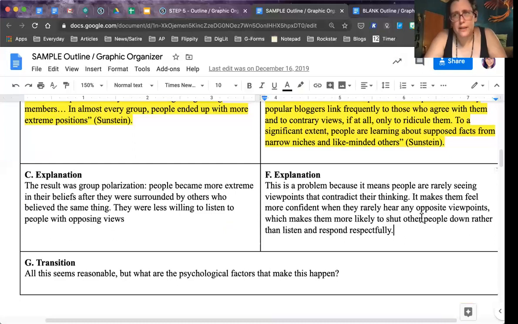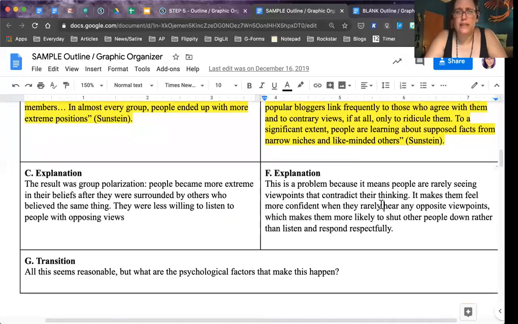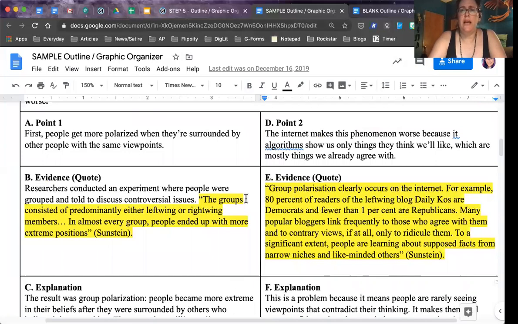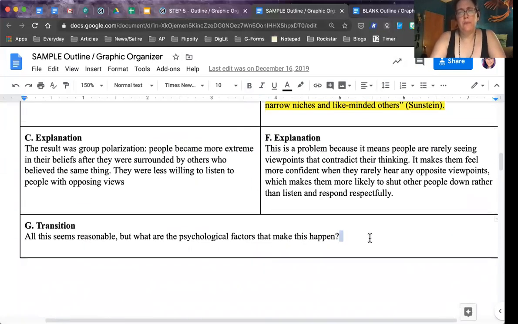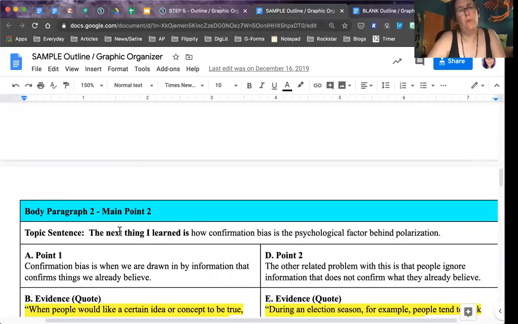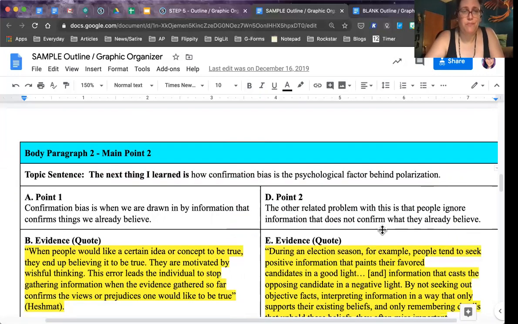I'm not going to read my entire sample to you. You can certainly read that yourself, but I would definitely encourage you to read the sample because it helps you kind of see how we go from one idea to the next, to the next, to the next. And then I wrap it up with this transition paragraph. And then I start over with another main point. Again, remember the main points come from my research questions. So the next thing I learned is how confirmation bias is the psychological factor behind polarization.